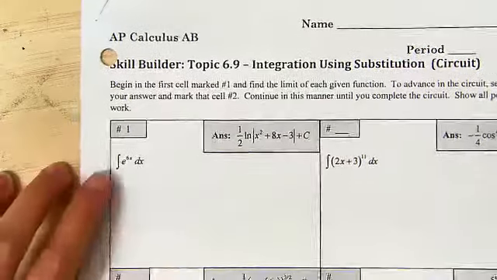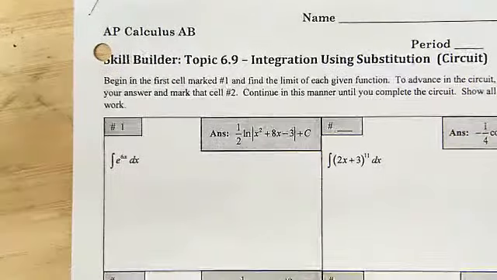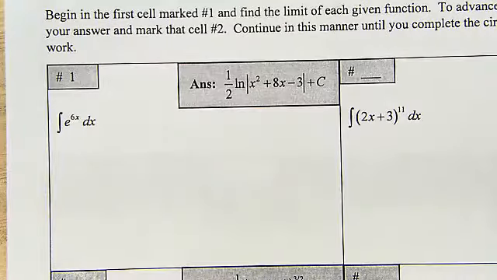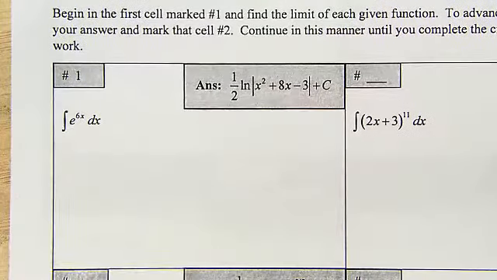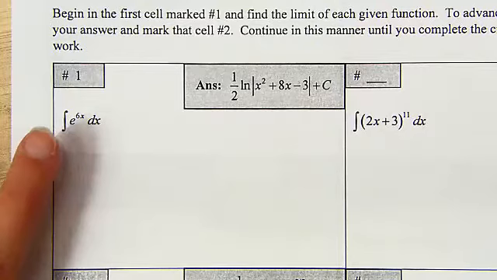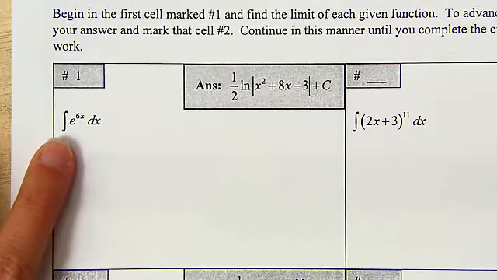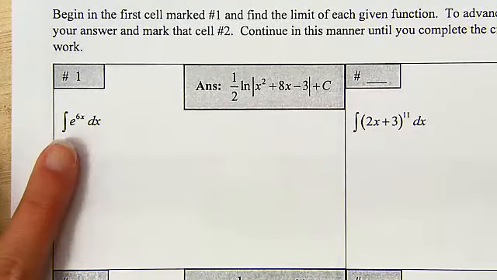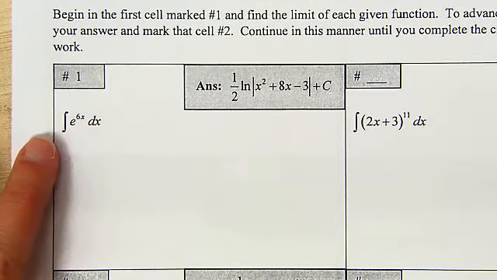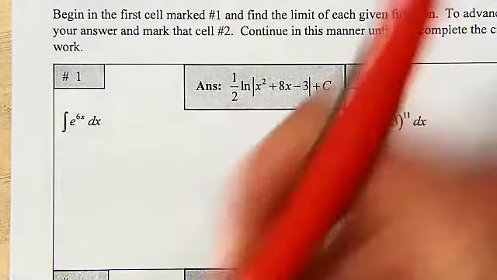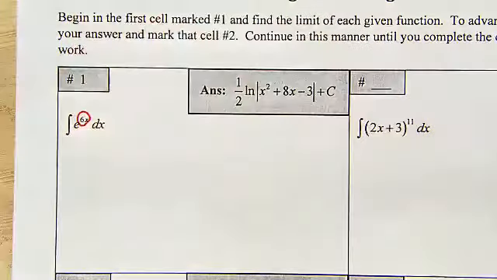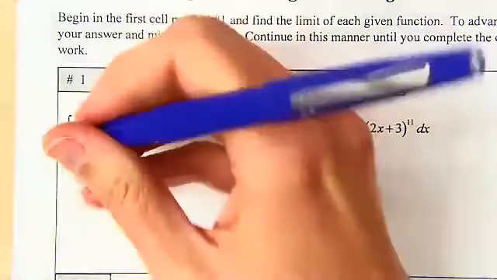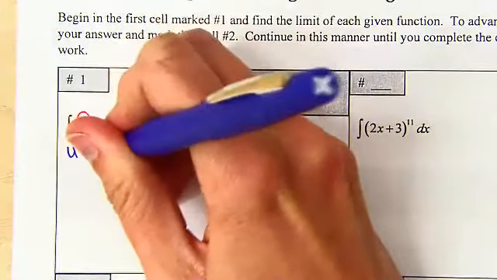Okay, so we have the integral of e to the 6x dx. My advice for you, whenever you have an integral that has an e in it, always set your exponent on that e to be your u. So again, anytime you have an integral that has an e in it, set that exponent equal to u. So my u is going to be 6x.